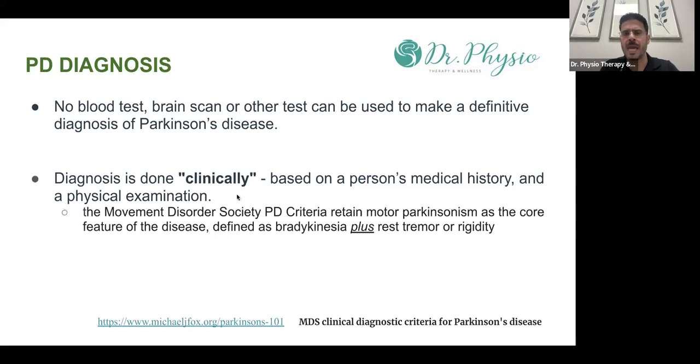Okay, so for them to be a little bit more on top of the diagnosis of Parkinson's, there are some criteria, meaning they have to present motor parkinsonism, which is the core of the feature, which involves bradykinesia. Bradykinesia is a medical term that refers to slowness. So the movements get smaller and slower, right? They lose quality and power of the movements, plus resting tremors or rigidity.